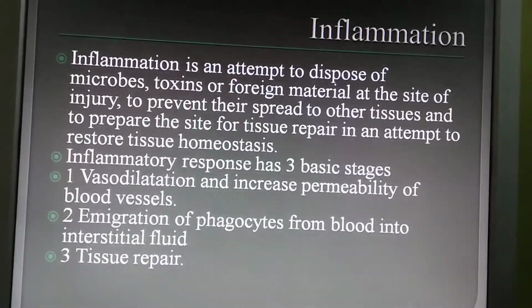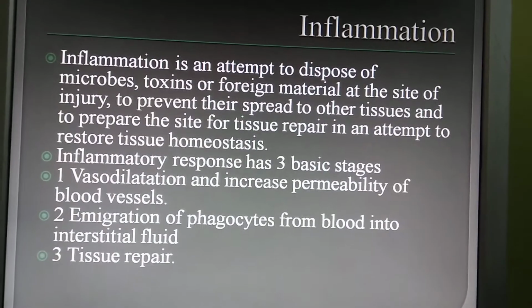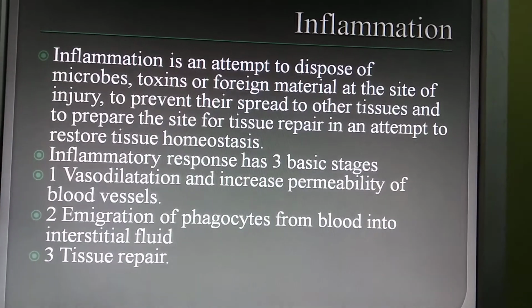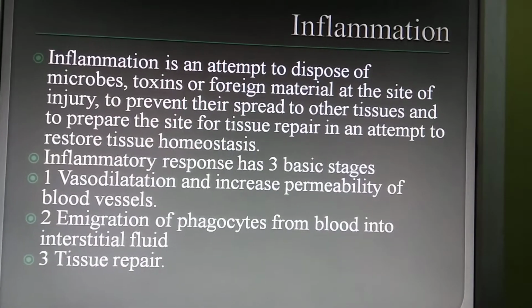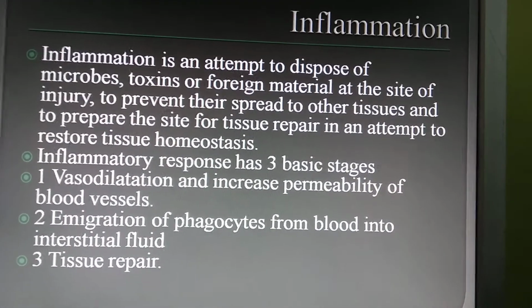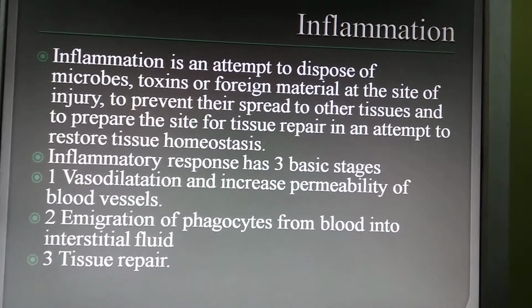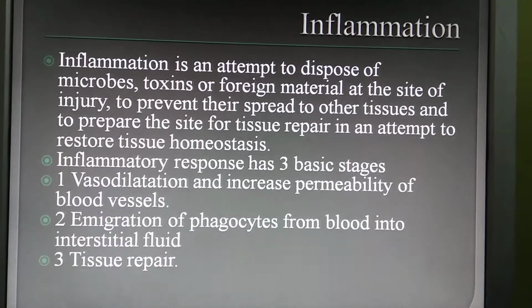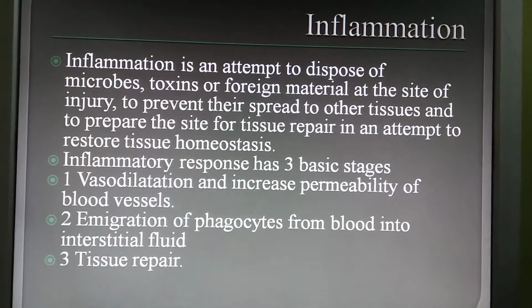Now inflammation is an attempt at disposal of microbes, toxins or foreign material at the site of injury to prevent their spread to other tissues and to prepare the site for tissue repair, in an attempt to restore tissue homeostasis.